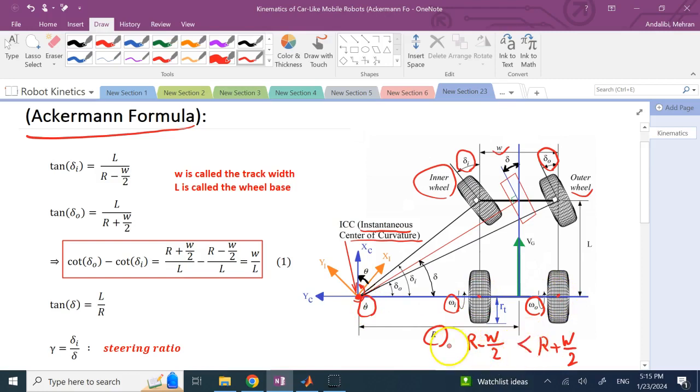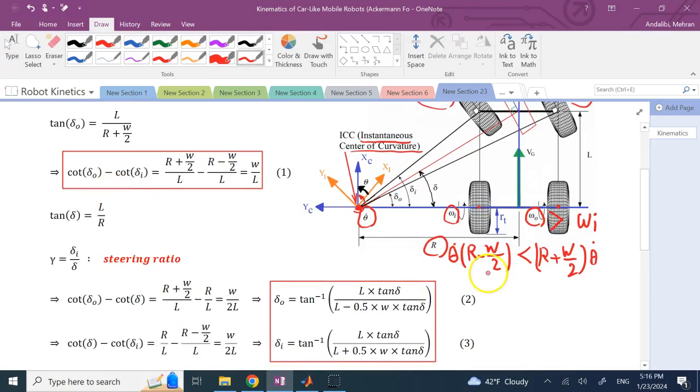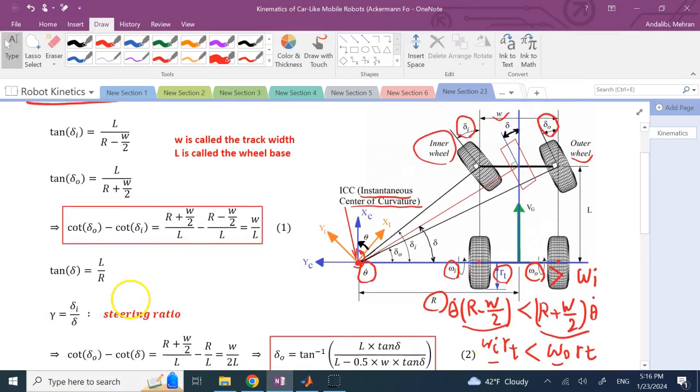The outer one should have a bigger velocity at its centroid compared to the inner one. And that means this omega O has to be bigger than omega I. It has to spin faster, because this velocity is equal to omega I times the radius of the tire, which we show with R sub t, and this one is equal to omega O times R sub t. So your omega O has to be bigger than omega I.